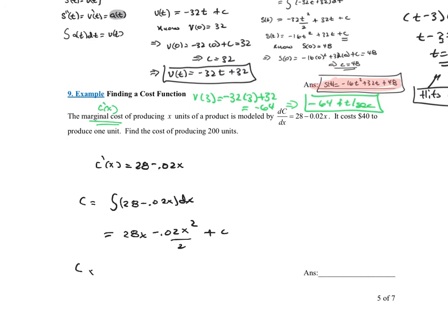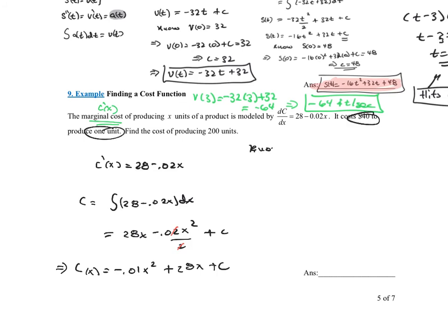I'm going to clean this up for us. I'm going to write my original cost function in descending order. So I'm going to have negative 0.01x squared plus 28x plus c. That's my general cost function, my general solution. But I need to find the particular solution.